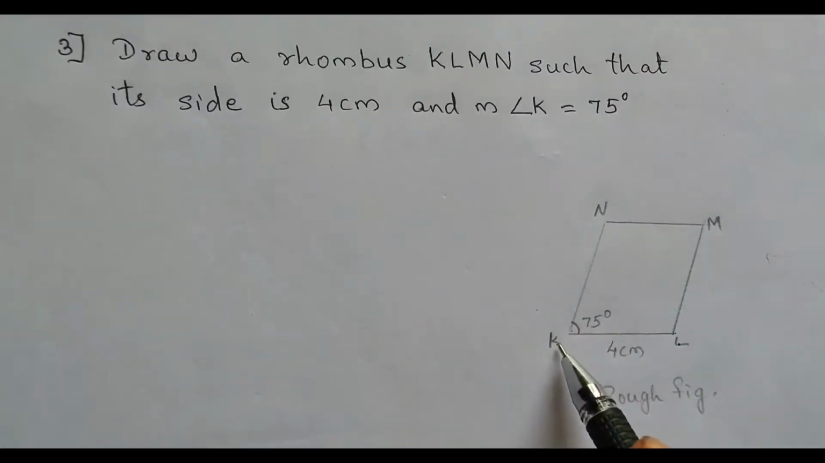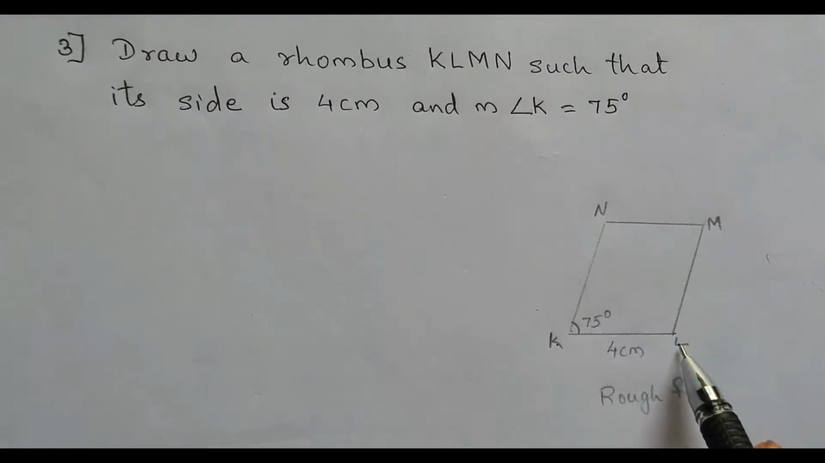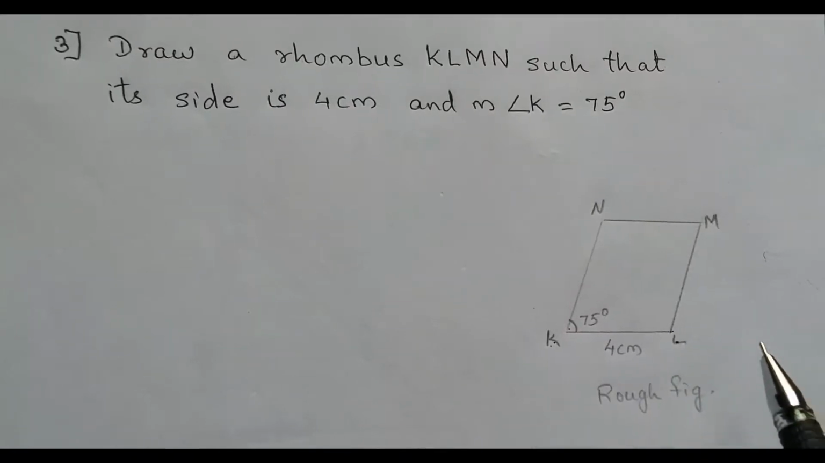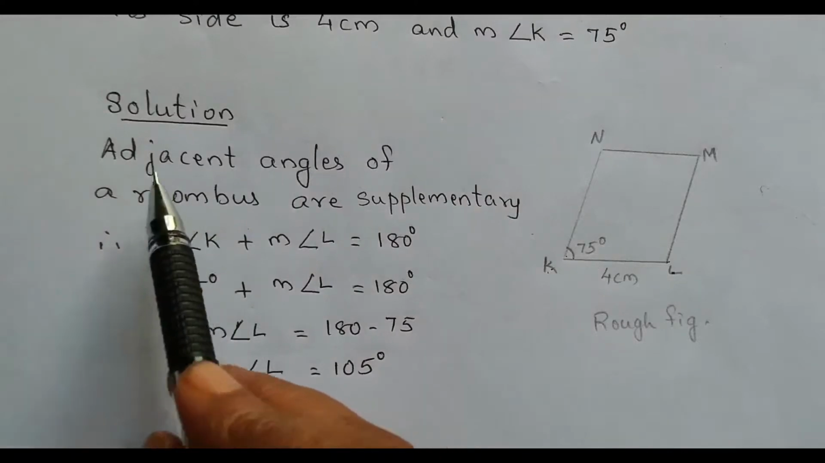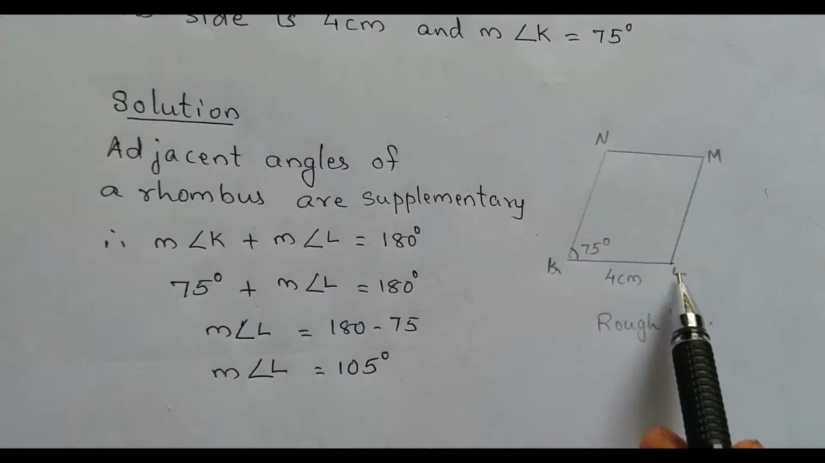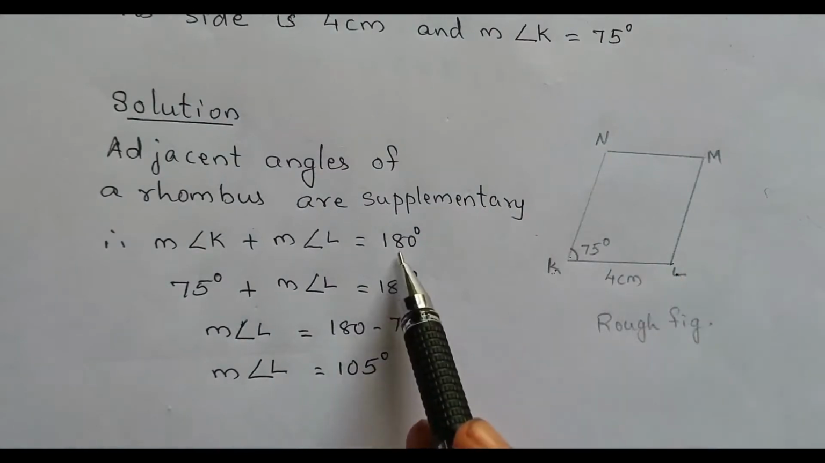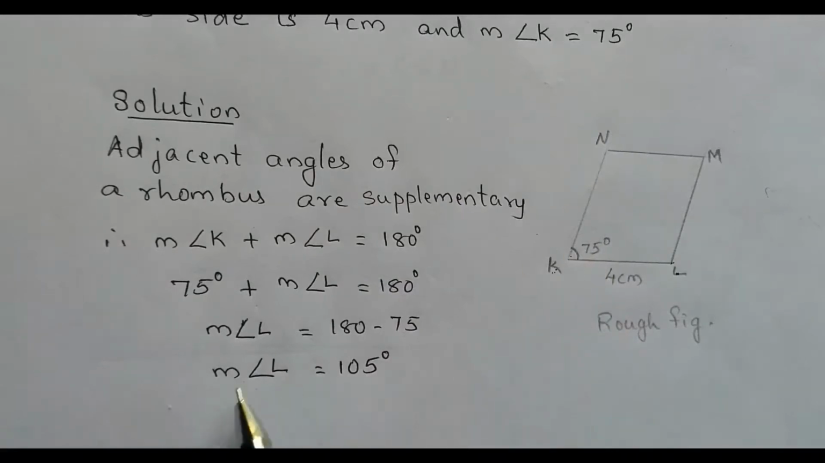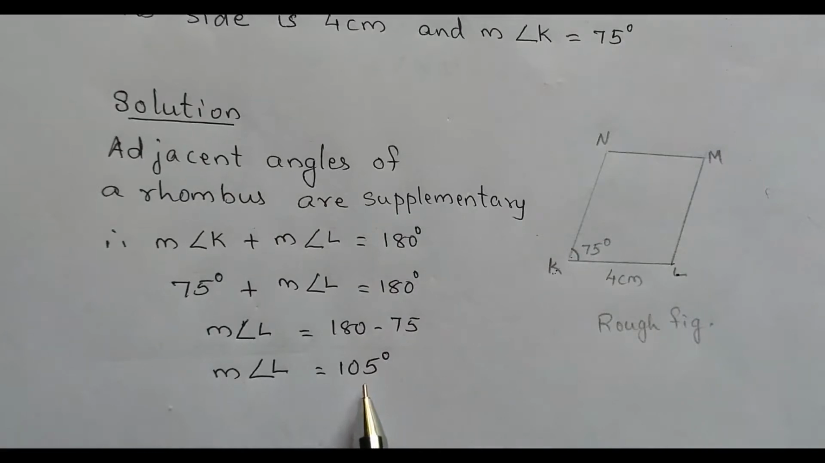In a rhombus, the adjacent angles are supplementary. That is, measure angle K plus measure angle L is 180 degree. So if you know measure angle K, you can find out measure angle L. So let us do that first. So the solution is, the adjacent angles of a rhombus are supplementary. That means measure angle K plus measure angle L is 180 degree. Measure angle K you know is 75 degree. So we will get the value of measure angle L as 105 degree.